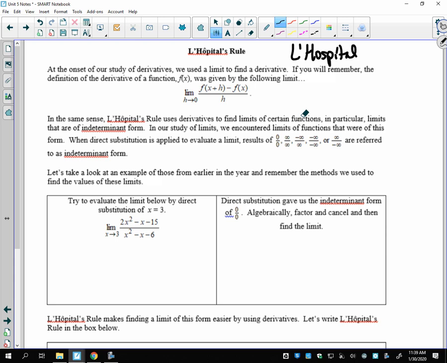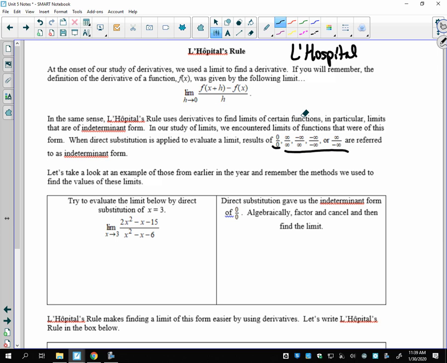So it says, at the onset of our study of derivatives, we used the definition of the derivative as a limit, right? So hopefully you remember this. In the same sense, L'Hôpital's rule uses derivatives to find limits of certain functions, particularly those in indeterminate form. Remember that indeterminate form is when you get 0 over 0 or any form of infinity over infinity. Usually that means there's a way to simplify it so that there actually is a limit to take.